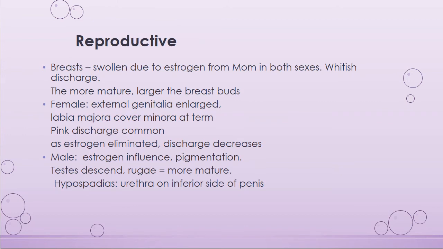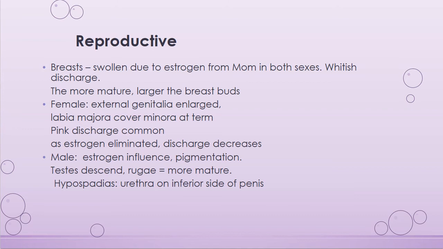The breasts are swollen due to estrogen from mom in both sexes. They can have whitish discharge. We'll also want to make sure that when we're assessing them, we're not seeing an extra nipple. We call that an accessory nipple, and it can be present in both male or female. The more mature the baby, the larger the breast buds.